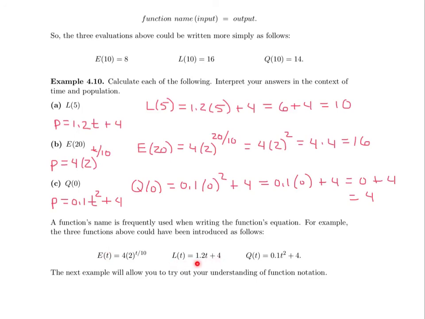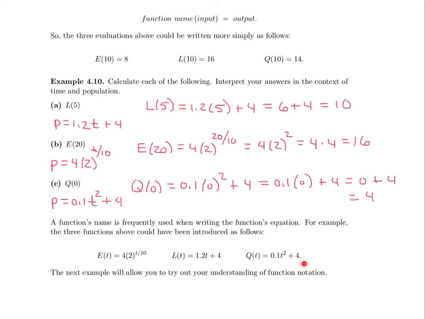You can tell from the right-hand side that this is the linear function above, and instead of writing the letter P for the output, I could write L at T. L tells me that I'm working with the linear function, and I'm inserting the letter T. T is the input, and that agrees with the right-hand side where you see T.